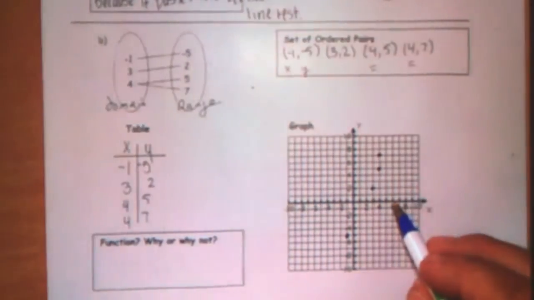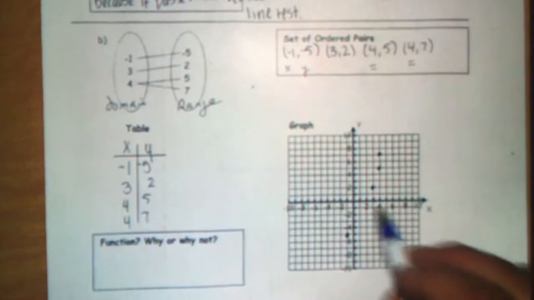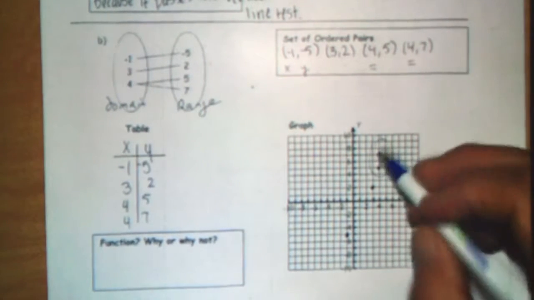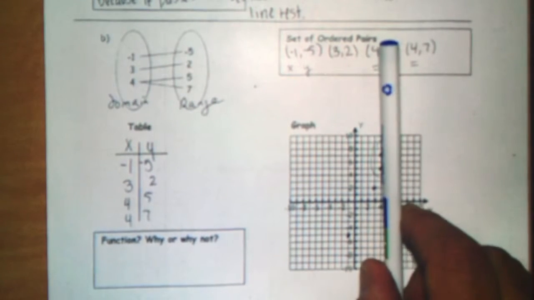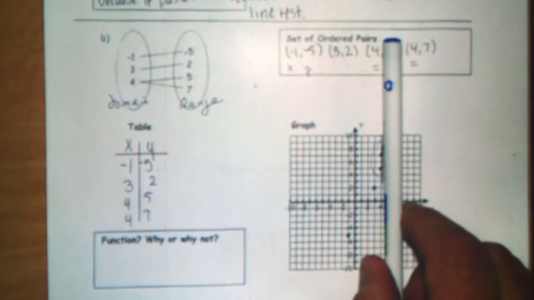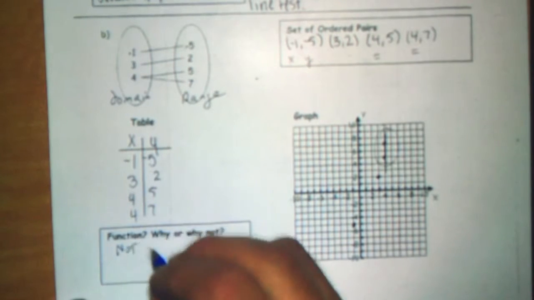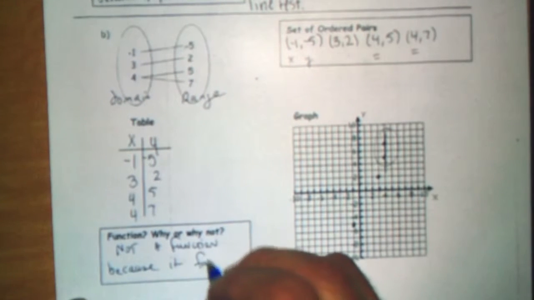Then we've got 4 and 5: 4 to the right and 5 up. And then we've got 4 to the right and 7 up. And that's where we have an interesting thing happening. This is a situation which fails the vertical line test. So when I drop a pencil right over there, those two points line up on that pencil. That's called a vertical line test. And in this case, this particular relation fails the vertical line test, so we can say it's not a function, all right? It's not a function because it fails the vertical line test.